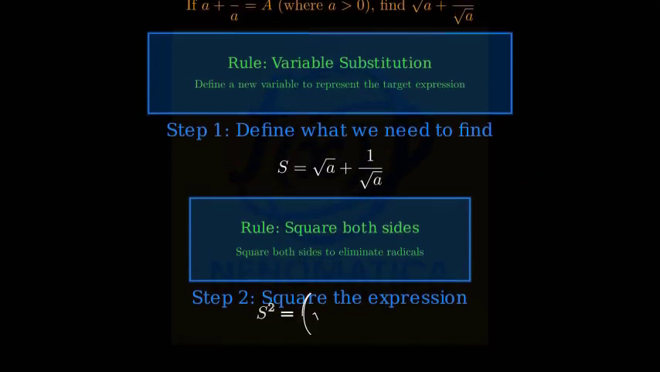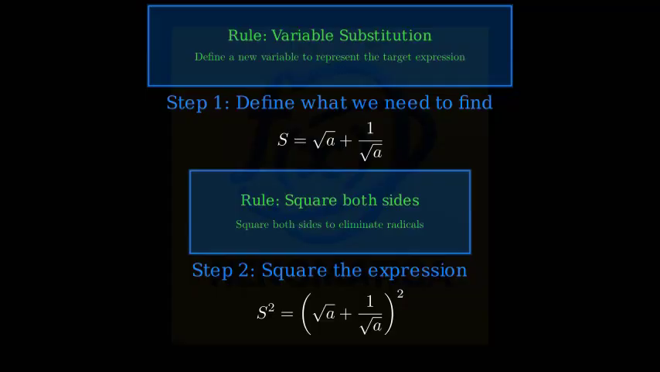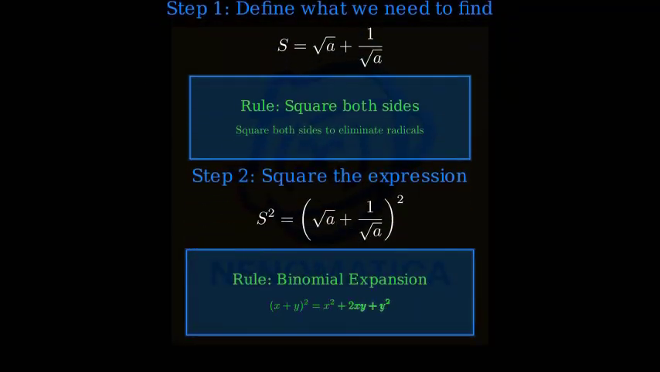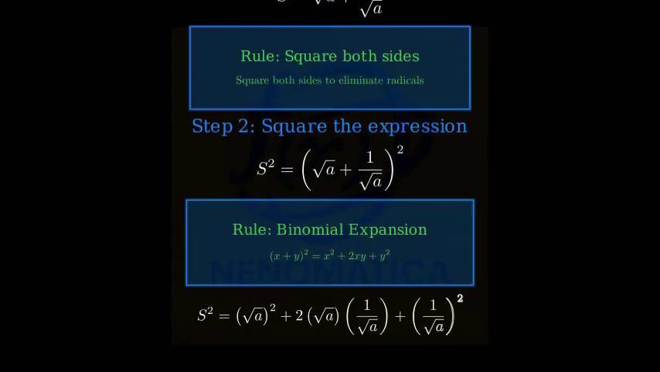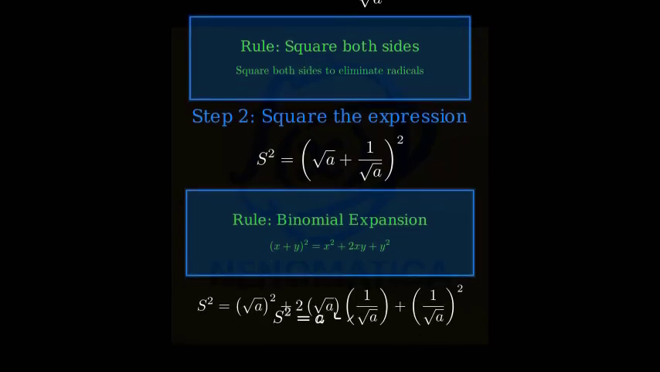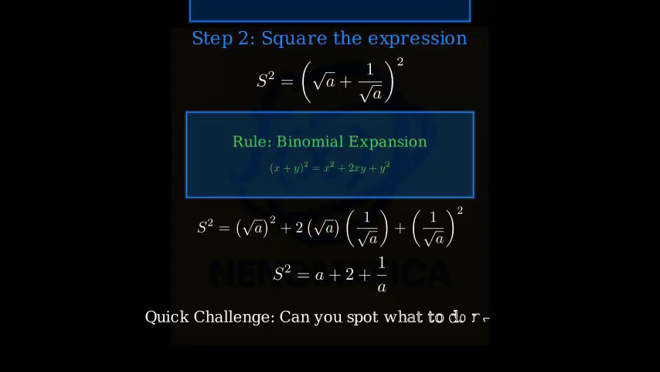When we square s, we get the square of the square root of a plus 1 over the square root of a. Using the binomial formula for squaring a sum, we get a plus 2 times the square root of a times 1 over the square root of a, plus the square of 1 over the square root of a. This simplifies to a plus 2 plus 1 over a.